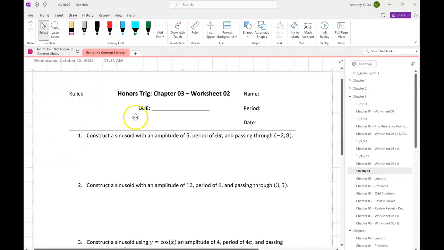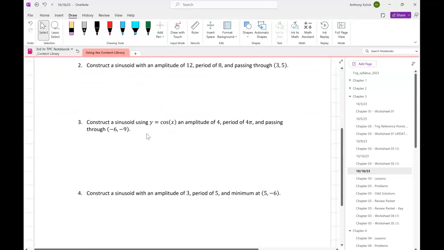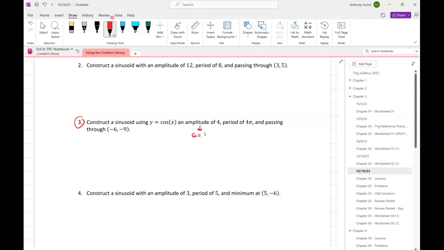Yeah, they take a minute to get the hang of, for sure. Okay, so number 3 says construct a sinusoid, so it wants a sine or cosine function, but then it says using cosine. So it's telling us we want our equation to be a cosine equation. It says the amplitude is 4, which right away tells us that the A is either plus or minus 4, right? It says the period is 4 pi.